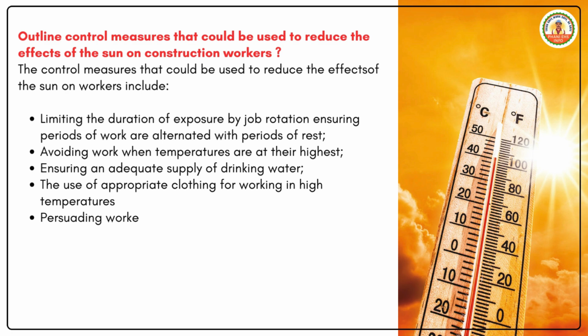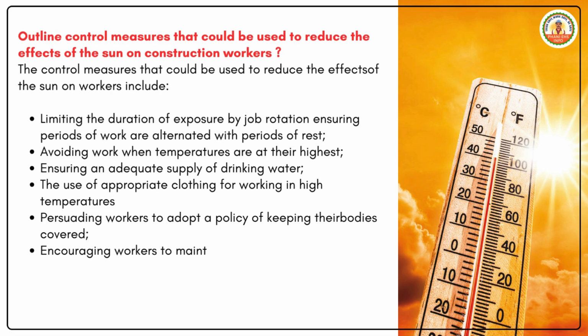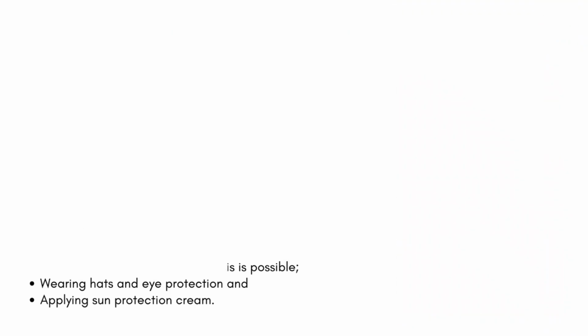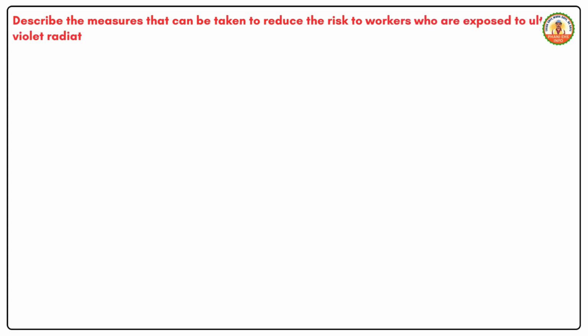Persuading workers to adopt a policy of keeping their bodies covered. Encouraging workers to maintain their salt levels. Working under canopies where this is possible. Wearing hats and eye protection and applying sun protection cream. Describe the measures that can be taken to reduce the risk to workers who are exposed to ultraviolet radiation from sunlight and are exposed to cold temperatures.